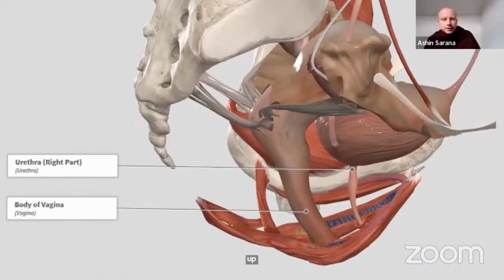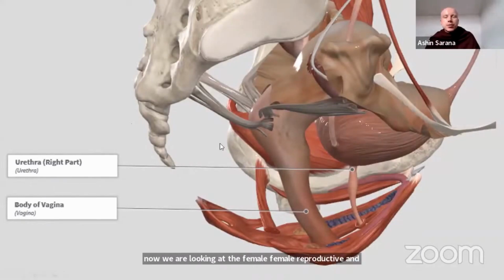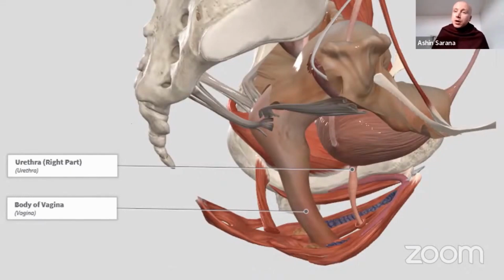Now we are looking at the female reproductive and urinary system. So again, my main point here is to distinguish the urethra from the birth canal, because our scriptures totally miss it out, and they never mention that ladies have these two ducts separated, and I think it should be mentioned.